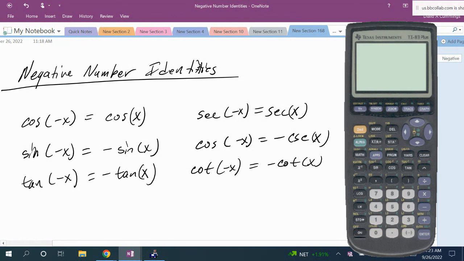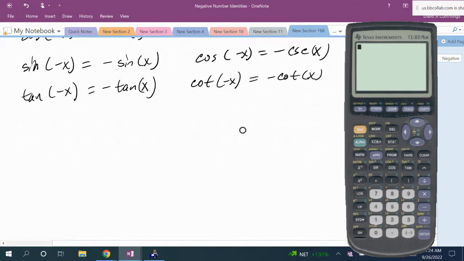So these are actually called the negative number identities. And if you remember from college algebra, on some problems you were asked to write the exponents as positive exponents. So you'd have to take the negative number, make it a positive. So that's the same concept here. We're taking a negative angle and we're making it a positive angle, right? So here's some examples.